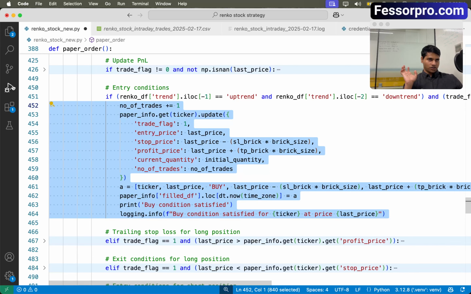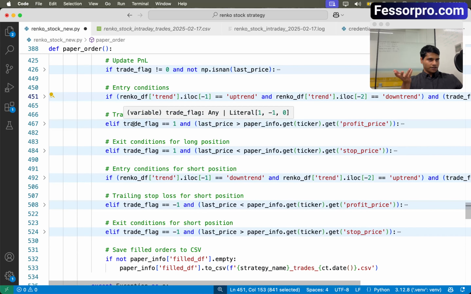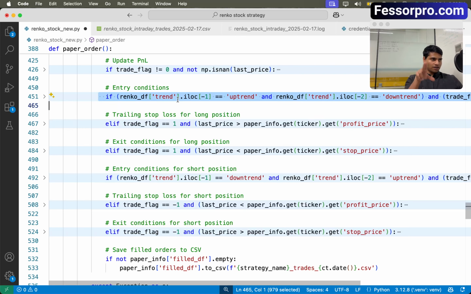This is my entry condition. Now, once you have entered, what will be your flag? Your flag has changed to 1. So my trailing condition will be checked now. So the first trailing condition is that trade flag should be 1. And when will my trade flag be 1? When I take the position, when my entry condition is satisfied. Once my entry condition is satisfied, trade flag is equal to 1.